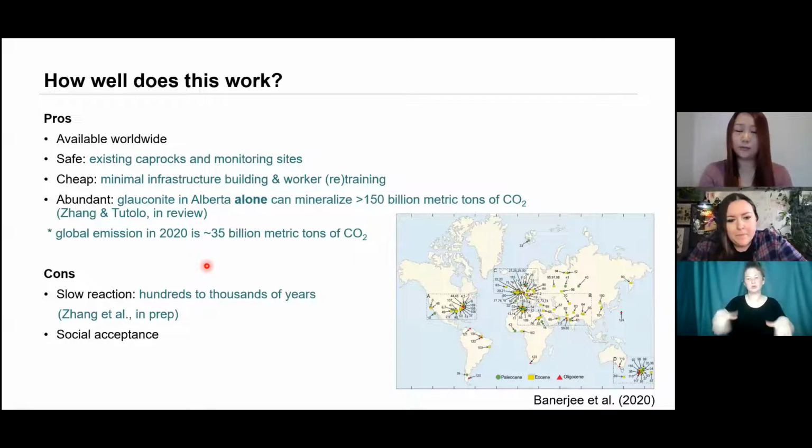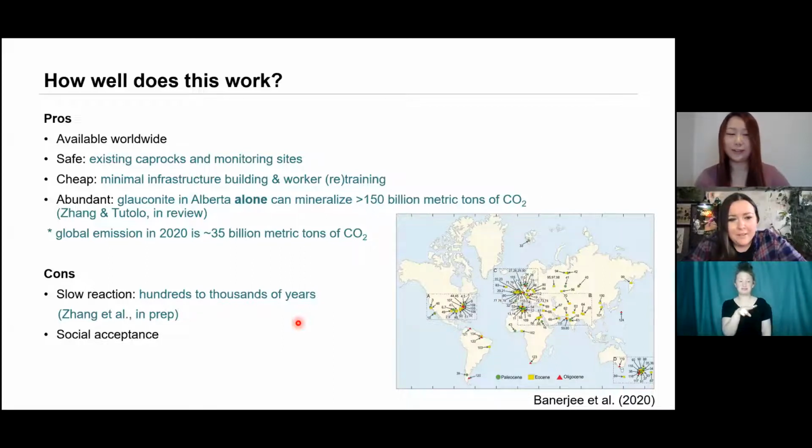But the cons, of course, because glauconite is a clay mineral and it reacts really, really slowly with carbon dioxide. So it's estimated to take hundreds to thousands of years for this reaction to happen. So of course, this gives us a lot of trouble because it's not very pretty. It's not very exciting to show to the media, so we don't get a lot of media coverage. And people don't really like the idea of having a lot of carbonic acid underground for thousands of years. So the social acceptance is definitely an issue.